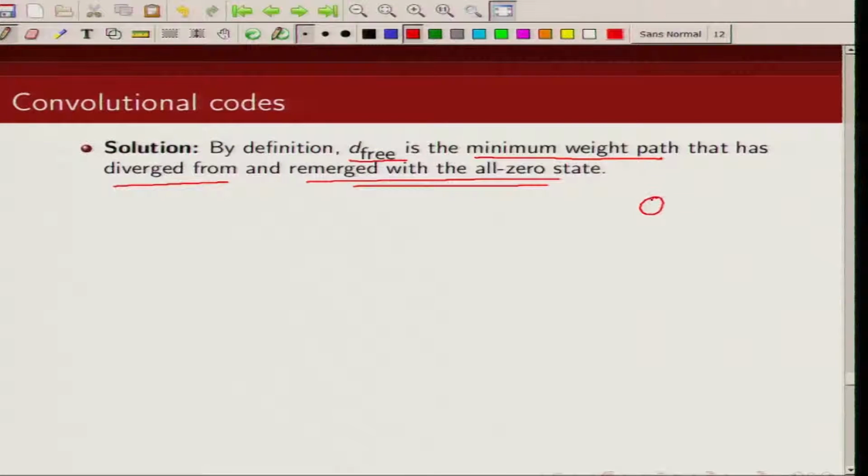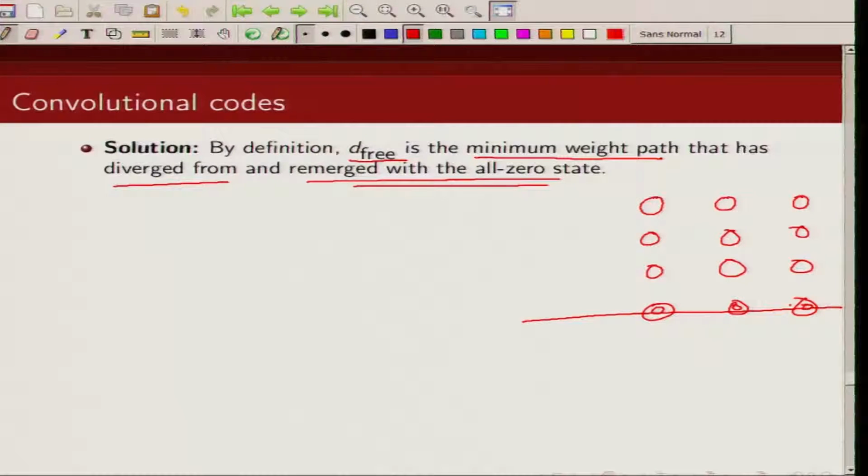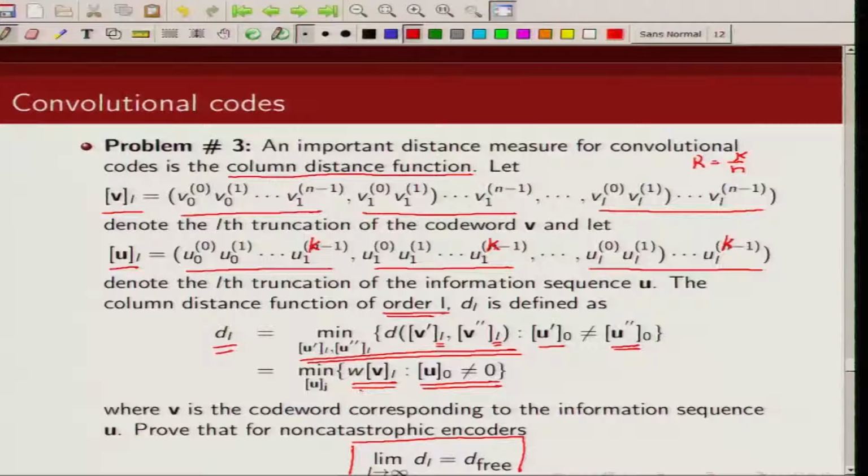So, let us say you have some 4-state convolutional encoder, and this is let us say your all 0 state, and let us say you have some diversion from this and then you come back. So, this is your all 0 state, and what is your column distance function? It is the minimum weight of your code word belonging to a non-zero information sequence.